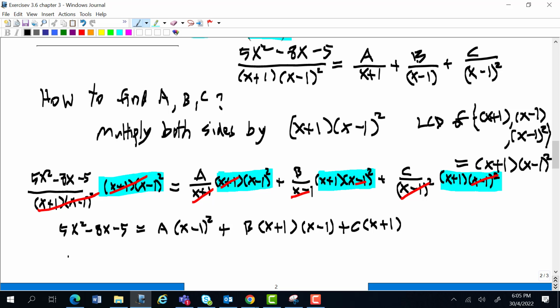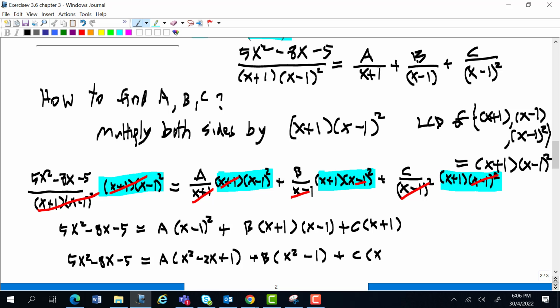So now you have 5x squared minus 8x minus 5 is equal to, now x minus 1 squared is a perfect square. So you get a times x squared minus 2x plus 1. And b times x plus 1, x minus 1, we know it's just x squared minus 1 squared, which is 1. Then plus c times x plus 1.